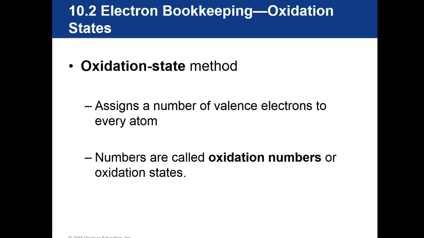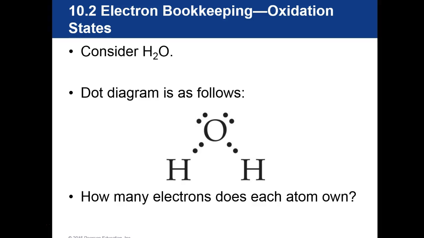We use the oxidation state method. This assigns a number of valence electrons to every atom. Numbers are also called oxidation numbers or oxidation states. Let's look at water. This dot diagram is as follows. Okay, we've got oxygen, which looks like it has the 8 electrons, right? And how many electrons does each atom own, though?